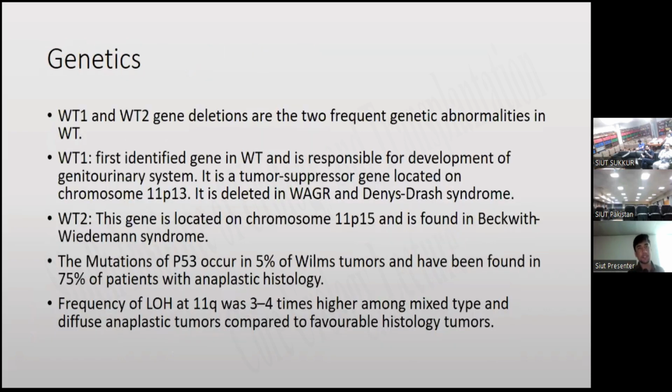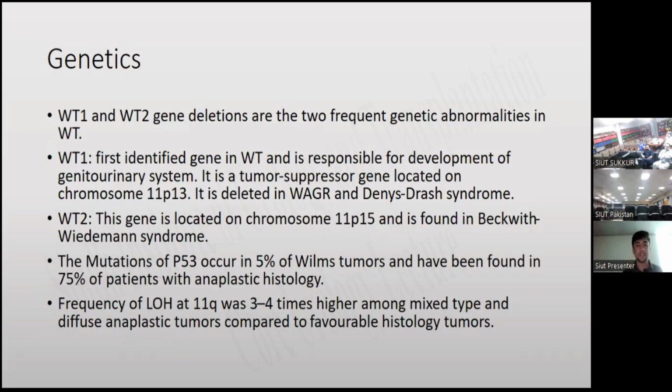So the WT1 and the WT2 gene deletions are the two most frequent genetic abnormalities in Wilms. WT1 was the first identified gene in Wilms tumor and is responsible for the development of the GU system. It's a tumor suppressor gene located on the short arm of chromosome 11. It is deleted in WAGR and Denys-Drash syndrome. We'll discuss both of them in the coming slides. And the second gene is WT2. This gene is located on the short arm of chromosome 11, and it is found in Beckwith-Wiedemann syndrome.